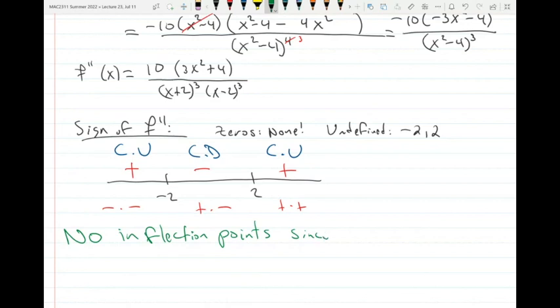No inflection points, since x equals negative 2 and 2 are not even in the domain. Even if you see the concavity changing around these points, they're not even in the domain, so we don't care about it. You okay with this?